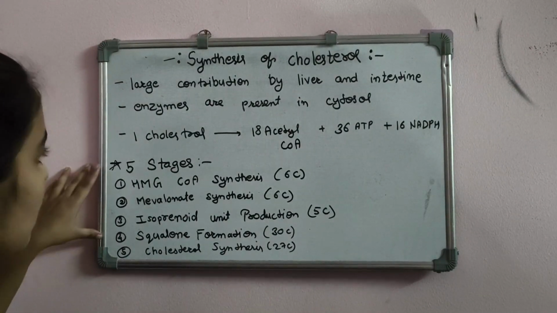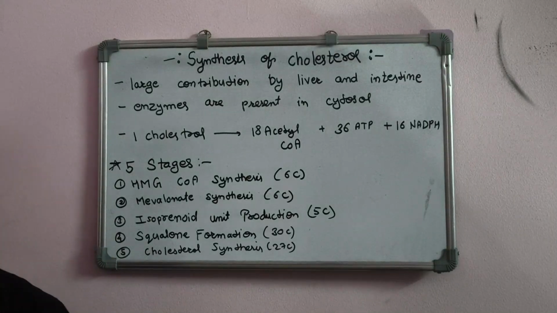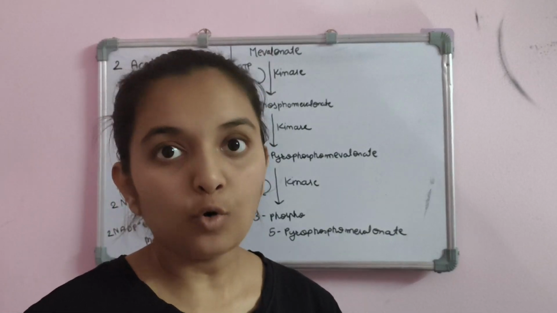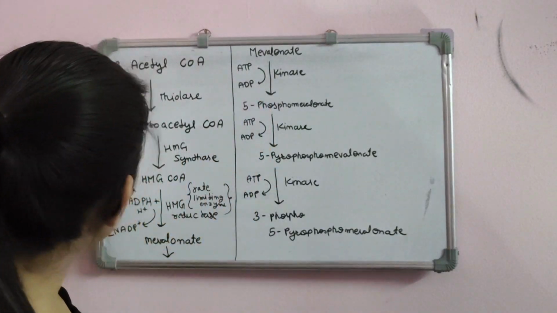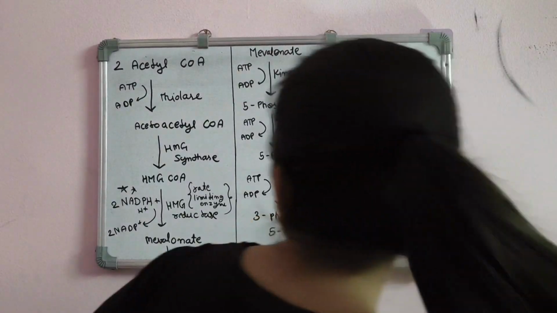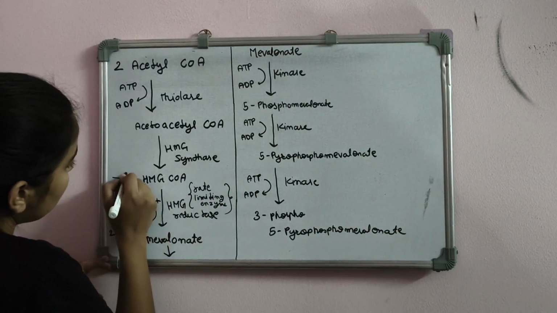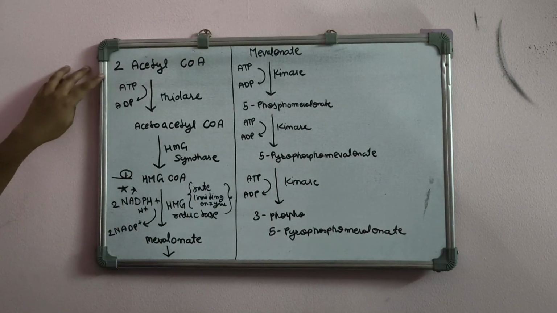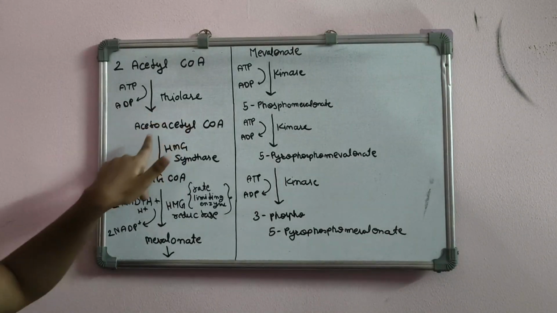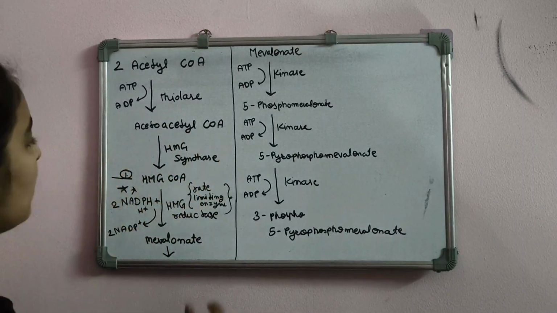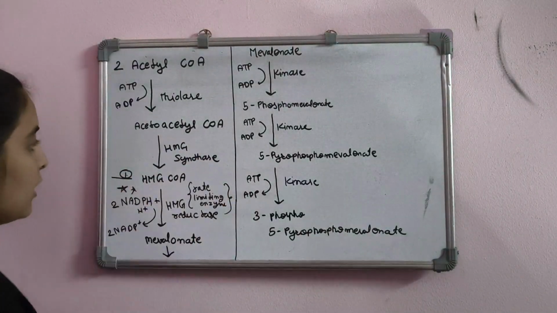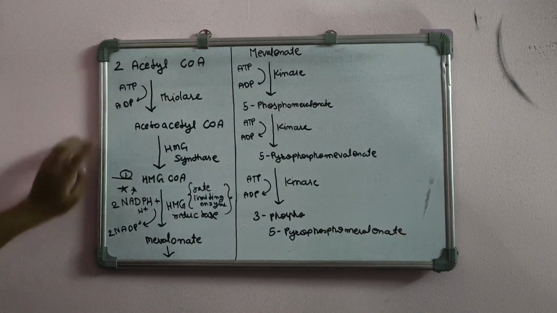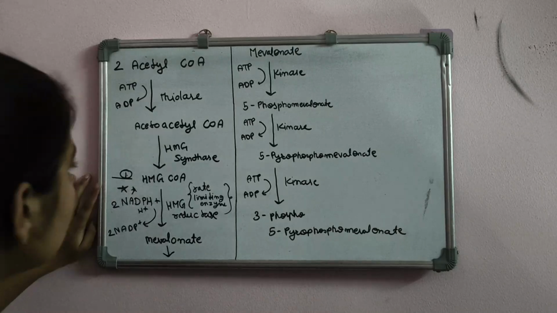Now let's go through all these stages in detail. The first step in synthesis of cholesterol was HMG CoA synthesis. HMG CoA is formed at this step over here. Two acetyl CoA, in the presence of the enzyme thiolase, form acetoacetyl CoA, and then by the enzyme HMG synthase it forms HMG CoA. Here it requires 1 ATP. So this is the first step in cholesterol synthesis.